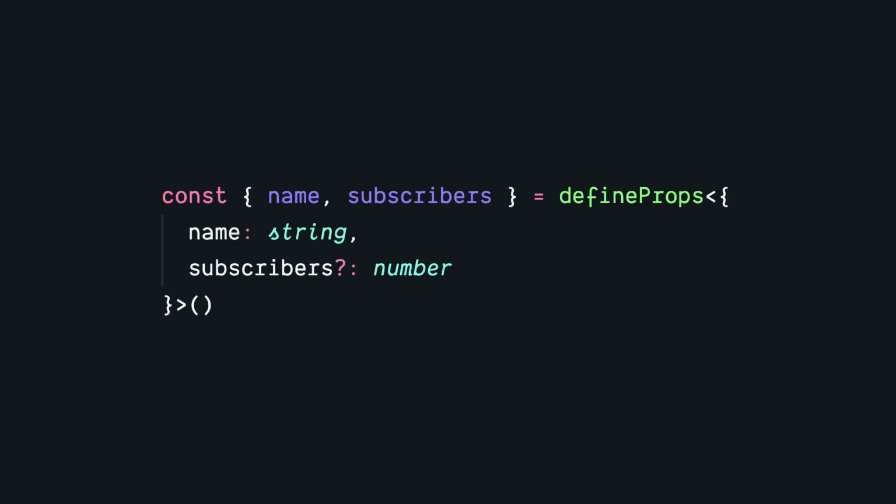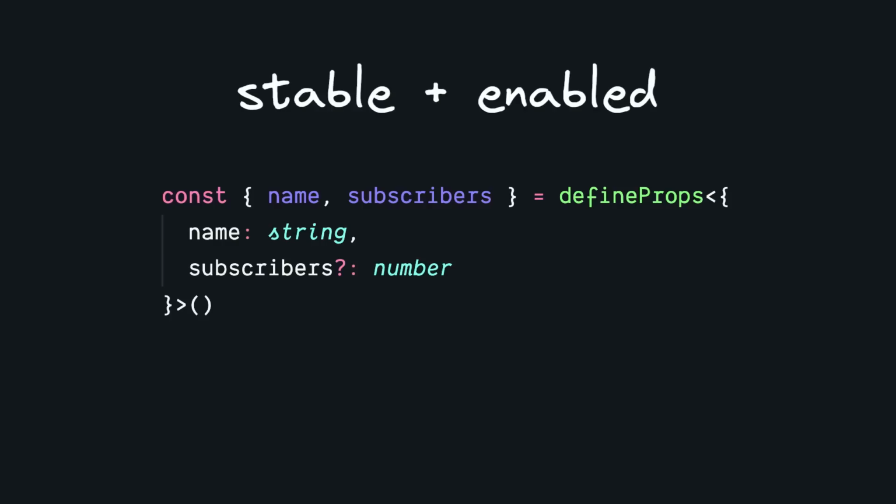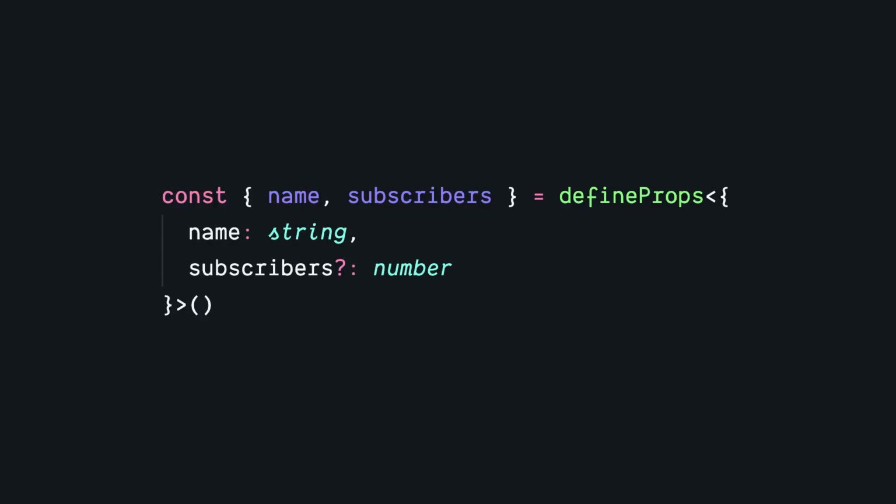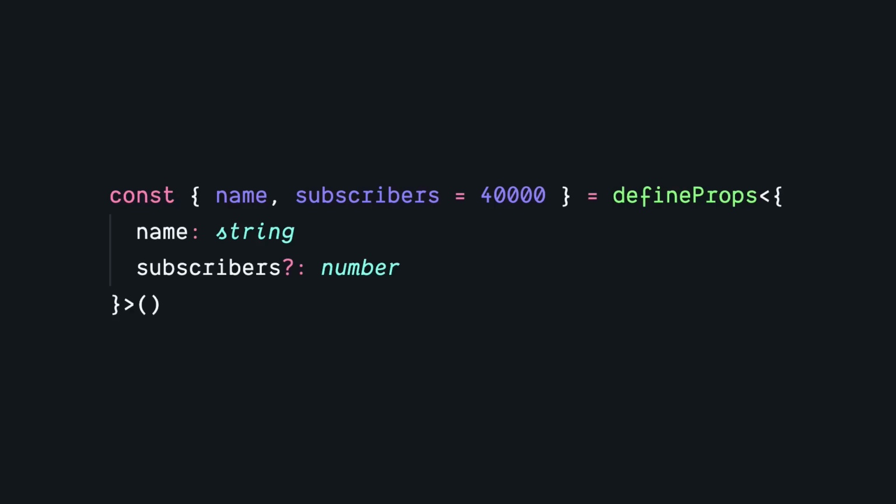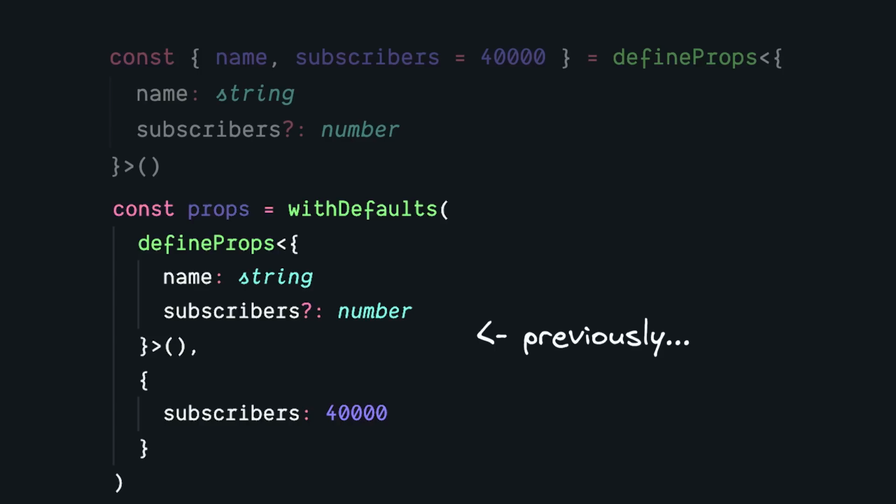First, reactive props destructuring is now stable and enabled by default. If you don't know what this is, it means that we can write code like this. Without reactive props destructuring, these values wouldn't be reactive and wouldn't update. But now, not only are they reactive, but we can also use that regular JavaScript syntax to set default values for our props here. So for me, the value of this is it's way better to set default values.